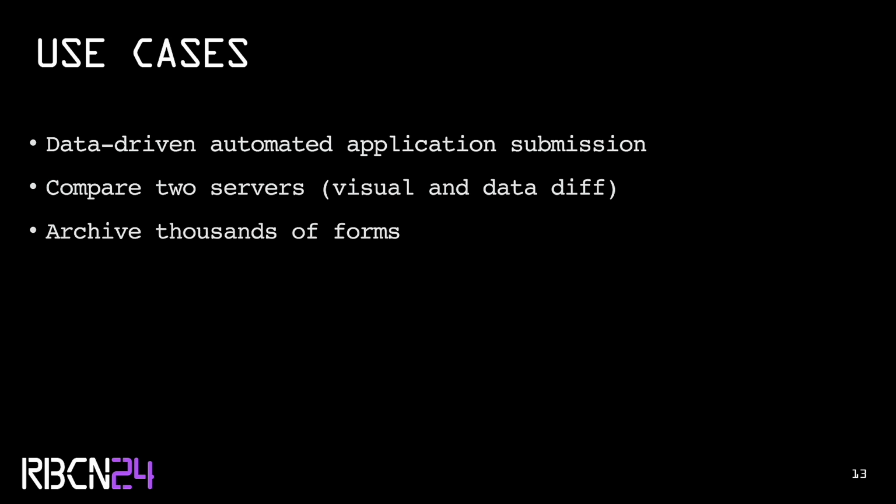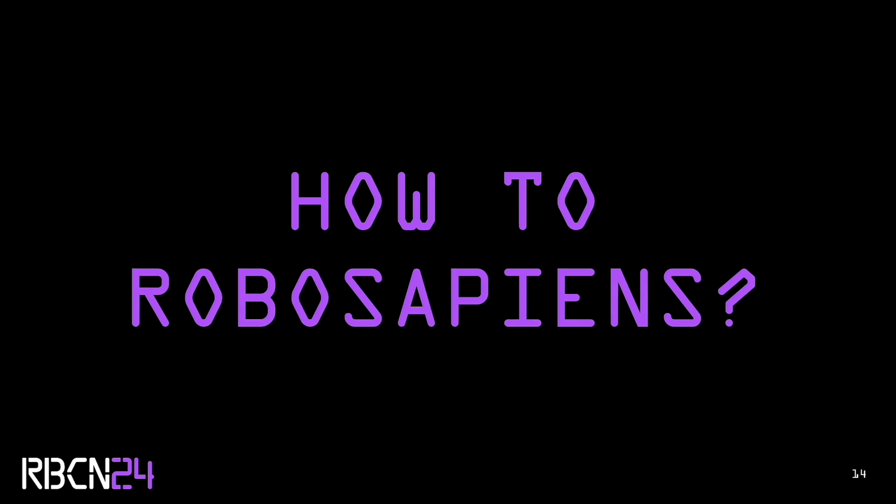The most recent use case arose a few weeks ago. A certain function was going to be deprecated, and the domain experts wanted to archive the data calculated with the function. This involved crawling and exporting over 5,000 applications, which Robosapiens accomplished in about 10 hours. I'm looking forward to learning about your use cases.